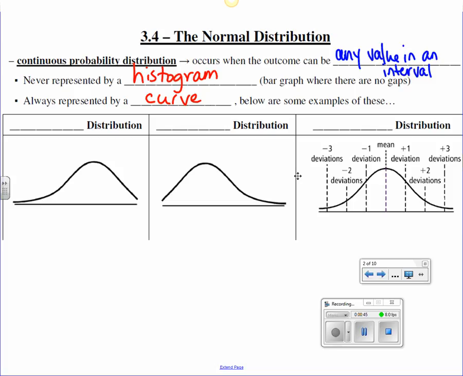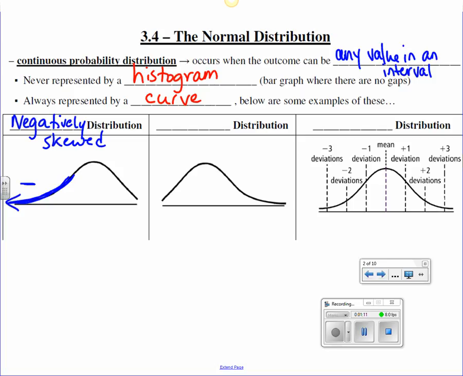Okay, so here's what you need to know. This is what will be on the test. This right here is called negatively skewed. See how it has an extra part right here? This is called the tail. And is that pointing to negative or positive? It's pointing to negative. That's why it's called negatively skewed.